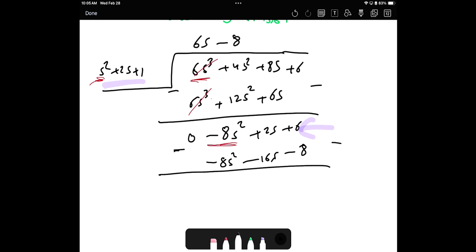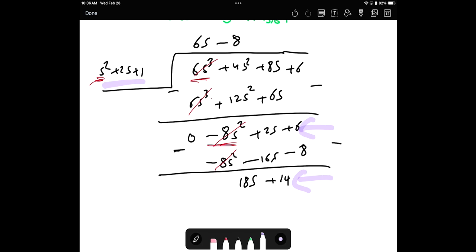So the subtraction, basically, negative 8s squared and negative 8s squared will cancel each other. 2s minus negative 16s will make it 2 plus 16, then the answer will be 18s. 6 minus negative 8, which is positive, 6 plus 8 will be 14. So plus 14. Now, look at this. Is this one order lower than the denominator? Yes, it has first order.